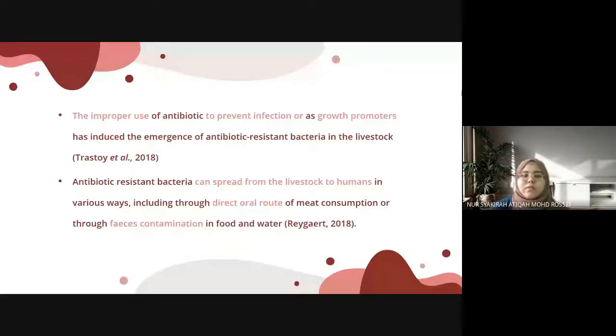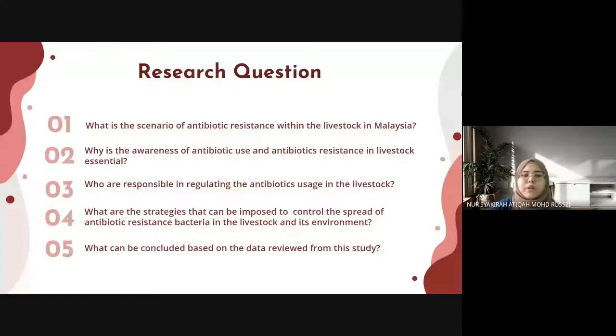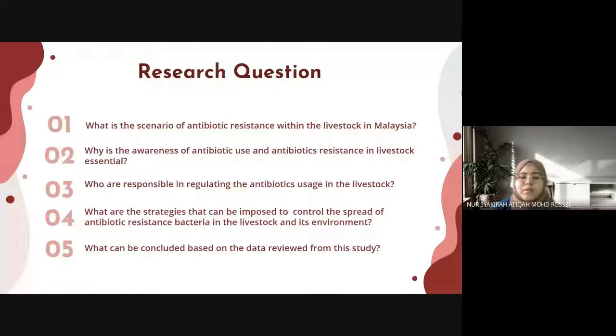The first one: what is the scenario of antibiotic resistance within the livestock in Malaysia? The next one: why is awareness of antibiotic use and antibiotic resistance in livestock essential? The third one: who is responsible for regulating the antibiotic usage in the livestock? And what are the strategies that can be imposed to control the spread of antibiotic resistant bacteria in the livestock and its environment? And finally, what can be concluded based on the data reviewed from this study?